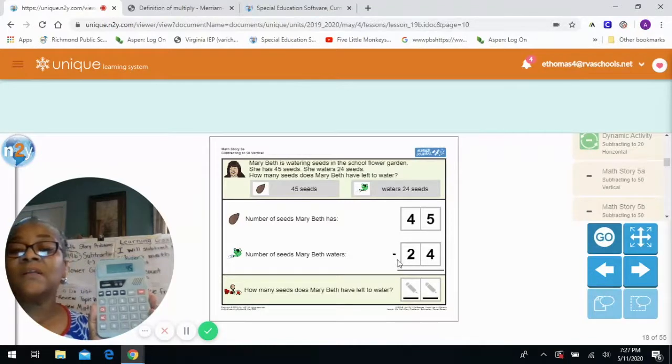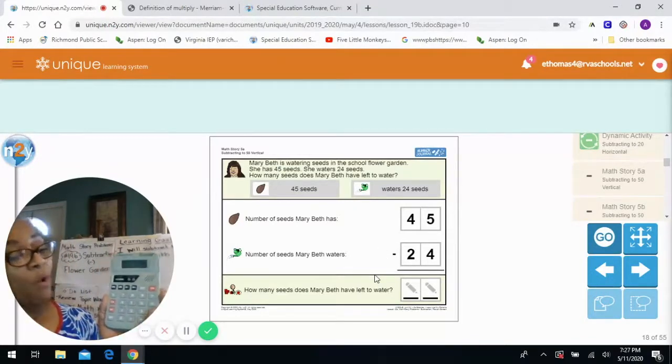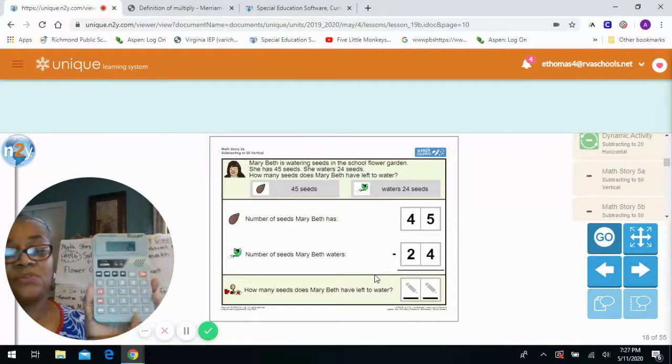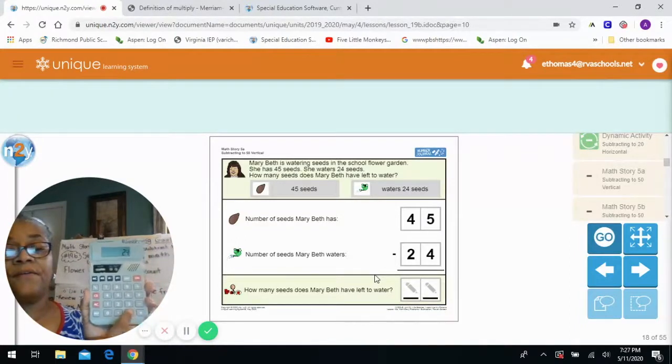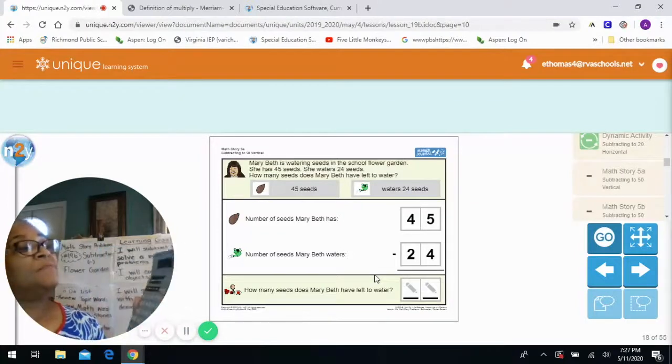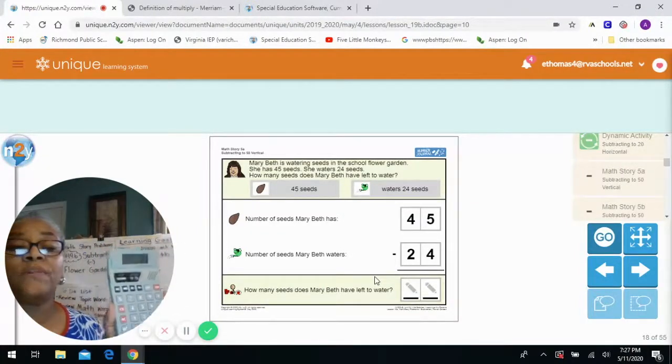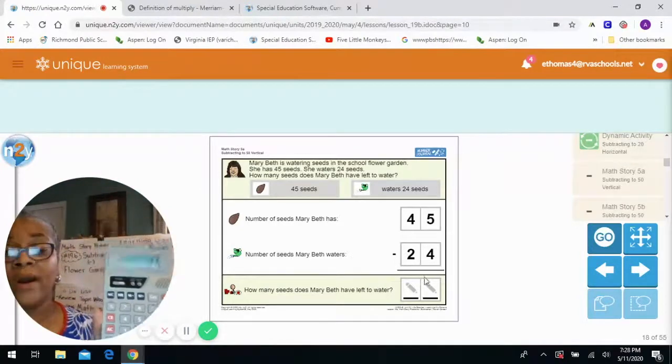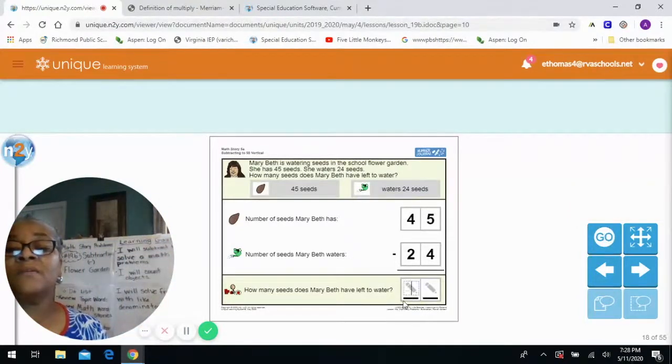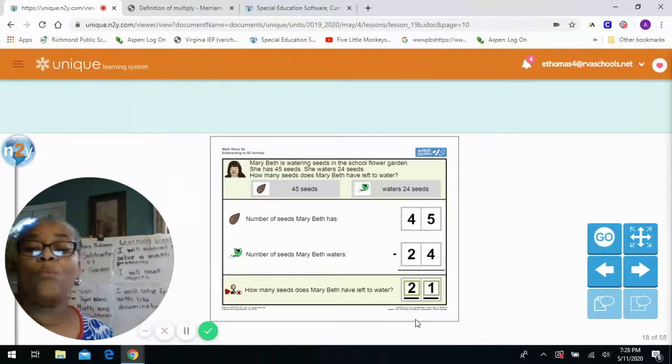Okay, and how many seeds does Mary Beth water? We hit the subtract or minus button, and we put the number in. What's the number? 24. The two digits are 2, 4. So it'll be 24. All right, and what do we get? We hit the equal sign, the one with the two lines. Okay, so it says 2, 1. What do we know that number to be? 21. So we can put the 2 in, and then we put the 1 in.